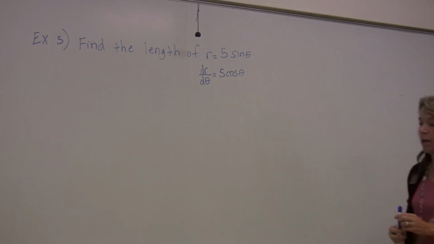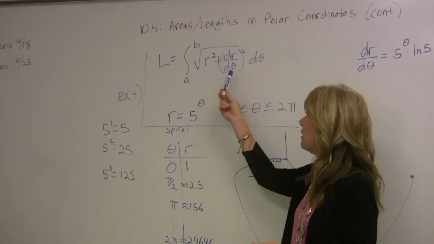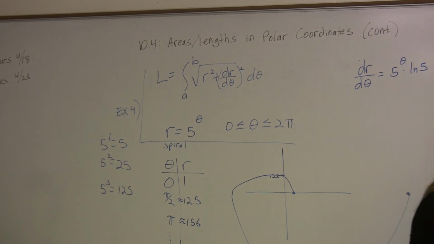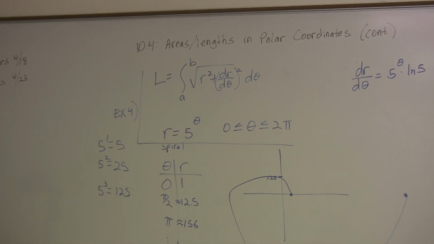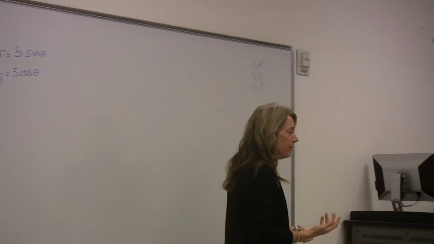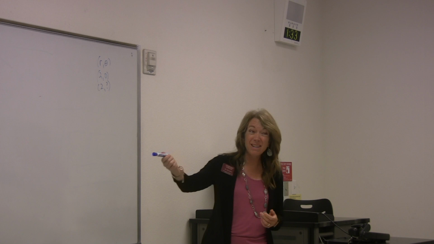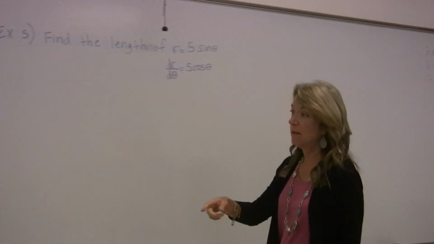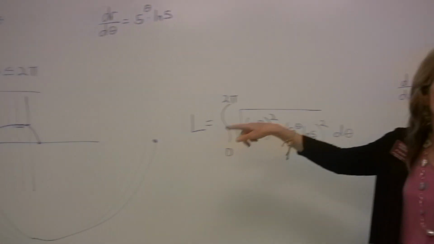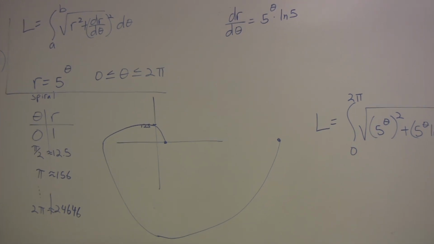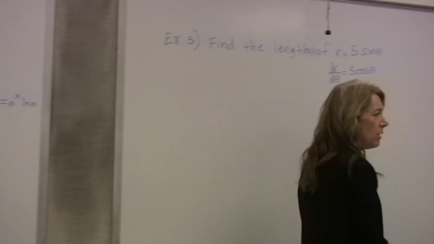So looking at my formula over here, I have r. I have dr d theta. What don't I have? I don't have any bounds. How long, does it go on forever? Right, find the length of the curve. Like that one, we knew where to stop. That one technically went on forever too. If I kept going, I just keep going around and around and around. So they told me where to stop there. How do I know what the bounds are?